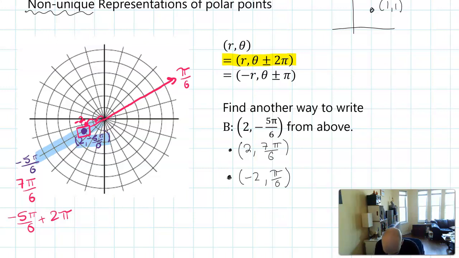This idea of going a half circle around and changing the radius to negative is what I meant here when I wrote negative r comma theta plus pi. So here you change your radius from positive to negative, or negative to positive, if you already have a negative, and you go a half circle. So I don't really like to use these as equations. I usually just sketch out the points and do it geometrically, but everyone can kind of do their own thing here. So that's how you write equivalent representations of polar points.